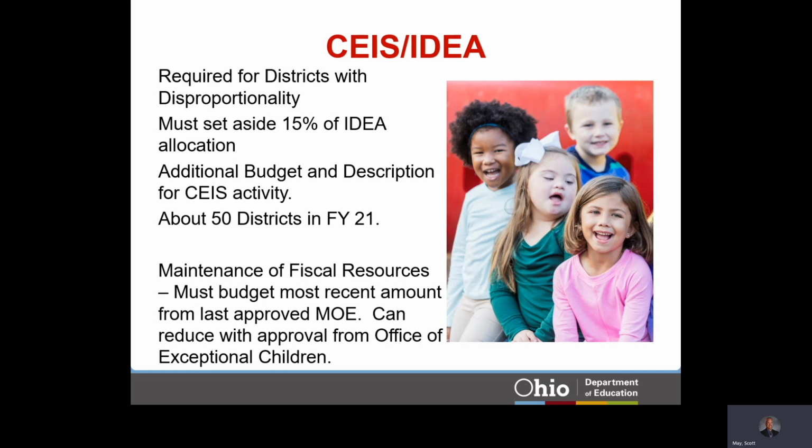For maintenance of fiscal support, there will be an error now if the district does not budget the amount from their previous MOE. This will be your FY19 MOE amount. If the district believes that there is a cost to be less, they will need to submit the application with the MOE amount from FY19 and request approval from the Office of Exceptional Children to enter a lower amount based on changes to circumstances in the district.